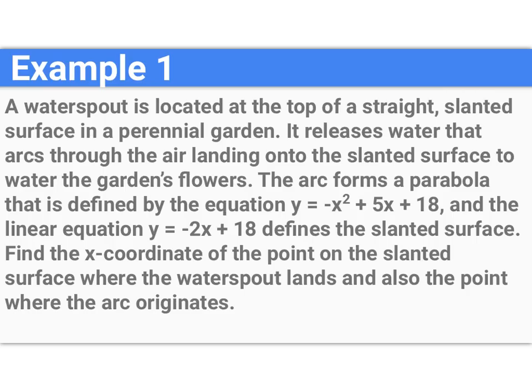Okay, so here's our first example. You can read all this, but basically you've got a water spout that's pushing out water in a curved arc. You see this if you look at water fountains. Some of them will make curved streams. That's a parabola. And then you have a straight line going through it. So it's coming out of the spout on some type of curved arc, and then it lands onto a straight line, a slanted surface.